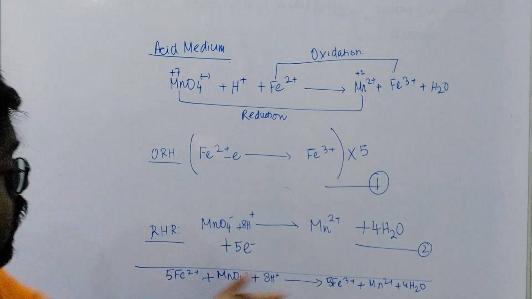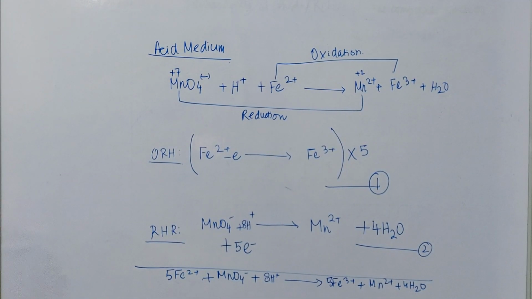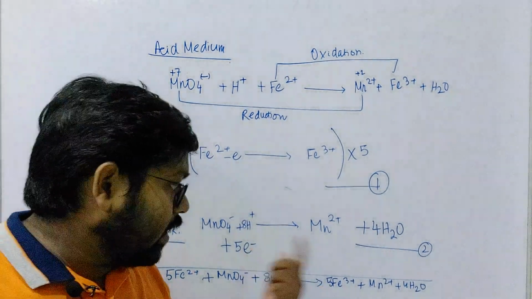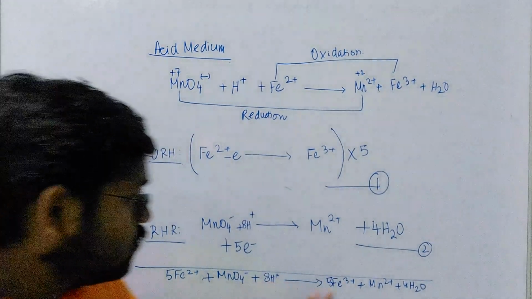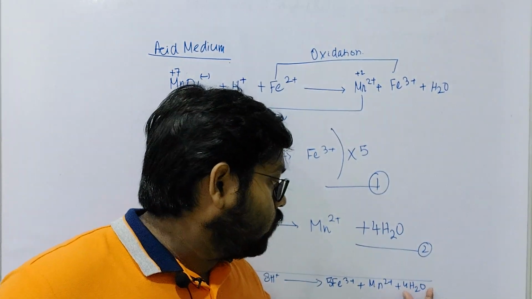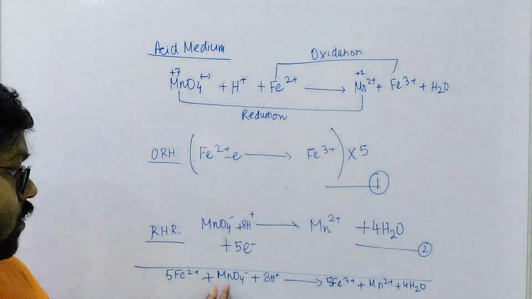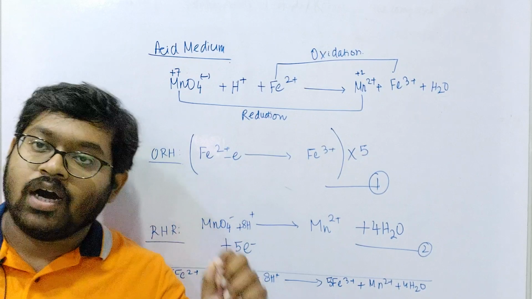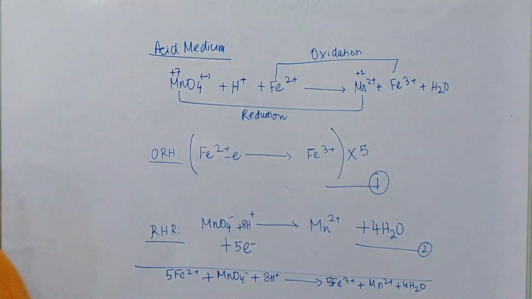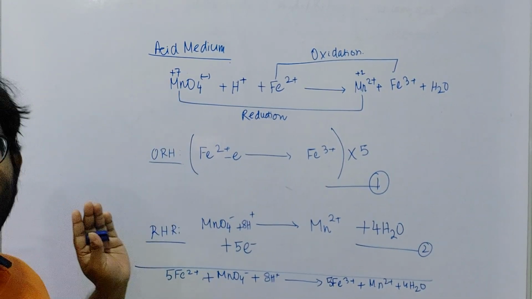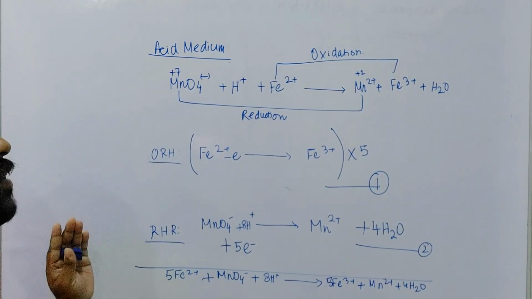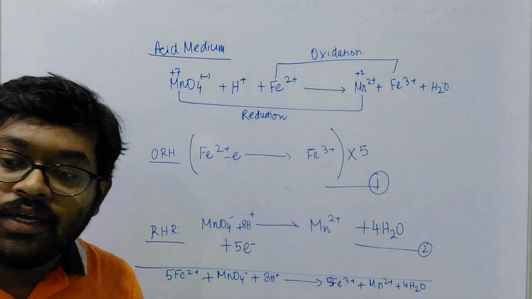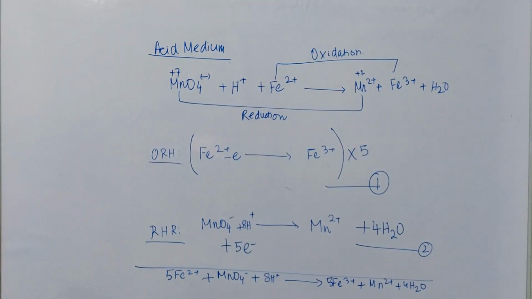Okay, you can check whether they are balanced or not. See, 5 Fe balanced. 8 hydrogen, 4 twos are 8 hydrogen. 4 oxygen, 1 manganese. Everything is balanced. The charge is balanced and we have cancelled out everything from both the sides. That's it. This is how we can balance a chemical reaction very, very easily.